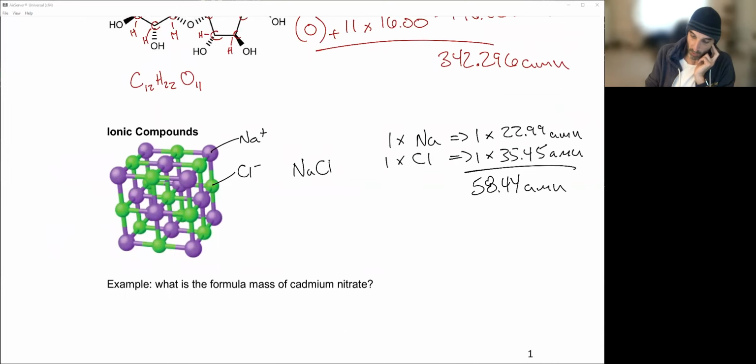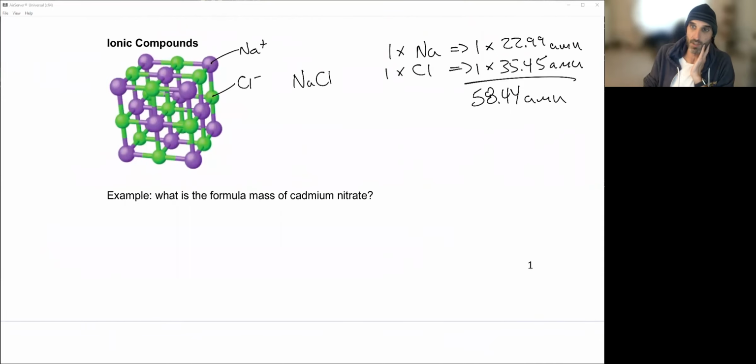What is the molar mass of cadmium nitrate? So give that one a go, and we'll go over it in class.